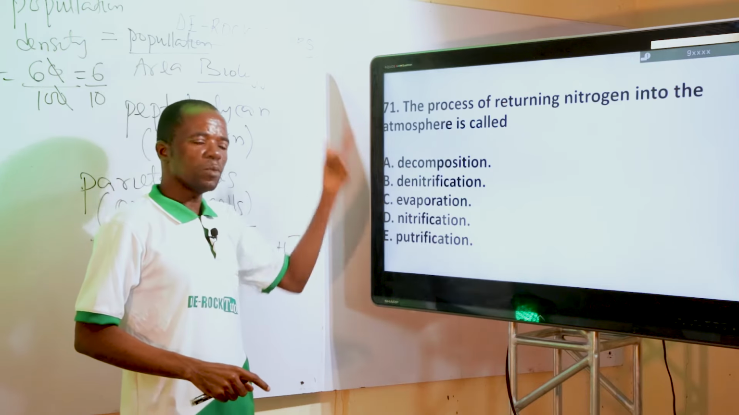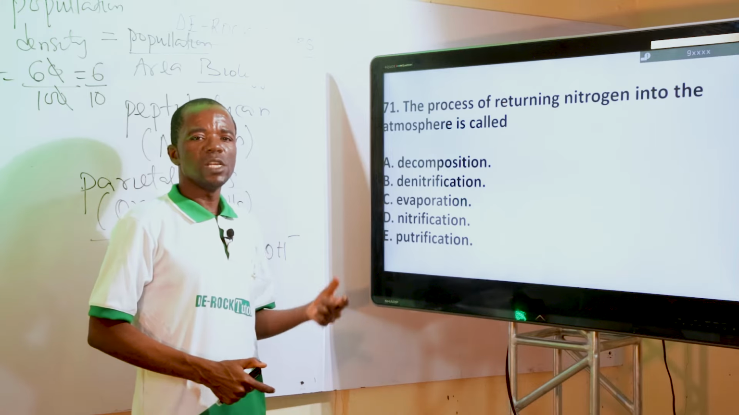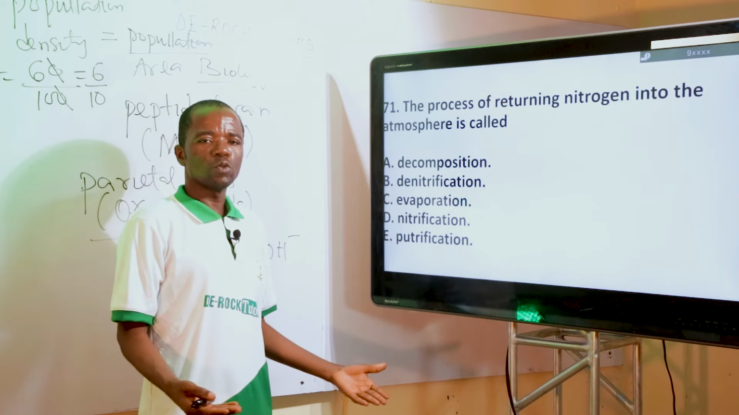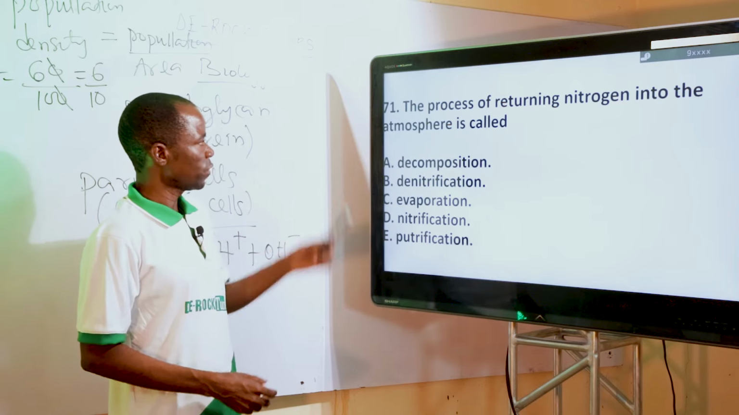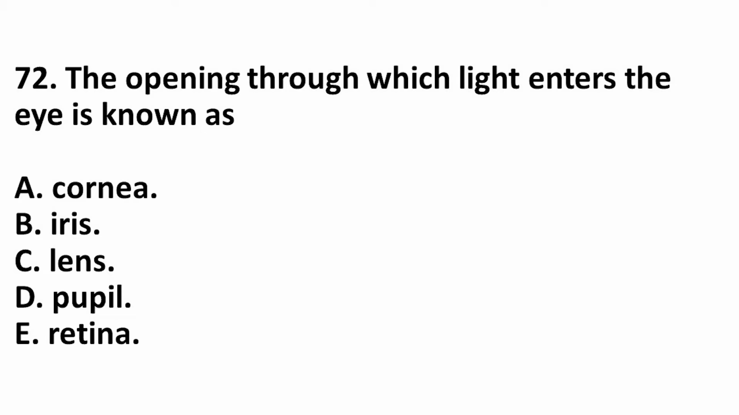Escape of gaseous nitrogen back to the atmosphere. Don't forget that denitrification actually leads to the depletion of nitrogen in the soil. So for number 71, B is the correct answer. Number 72. The opening through which light enters the eye is known as the pupil.